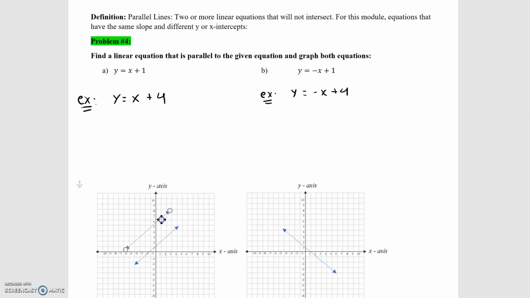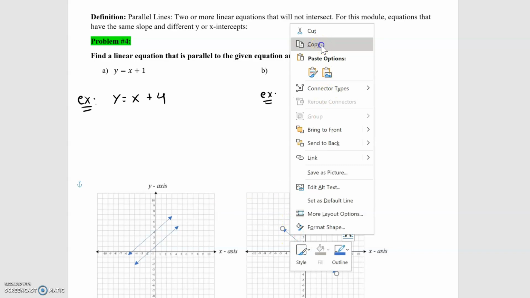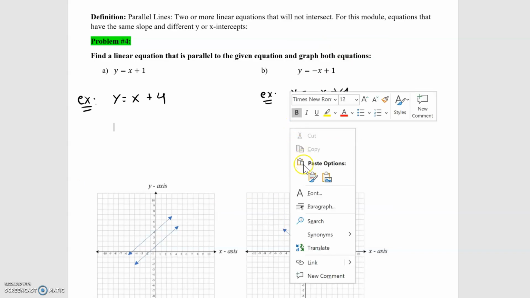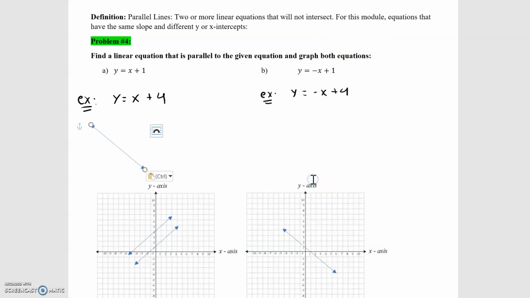And then it has to have a y-intercept of 4. So eyeballing it, that's going to be a y-intercept of 4. And then you can see now that these two lines have the same slope, different y-intercept, and they're never going to intersect.